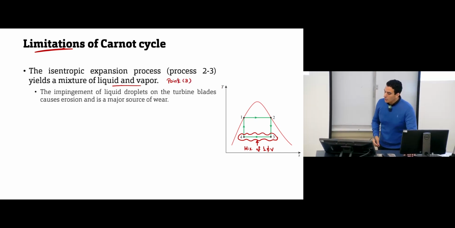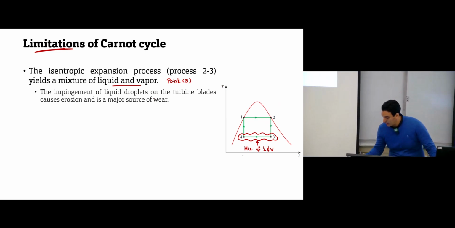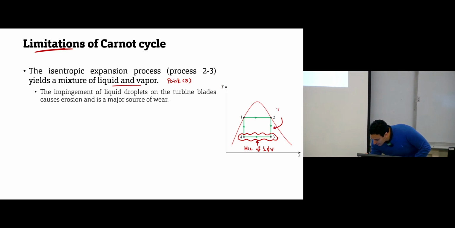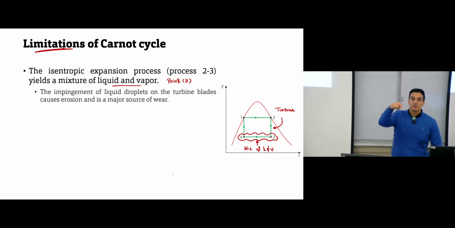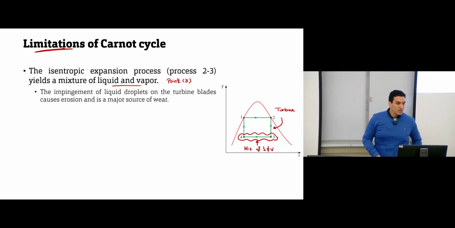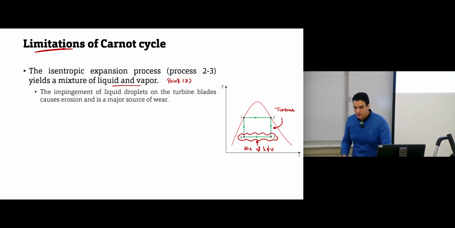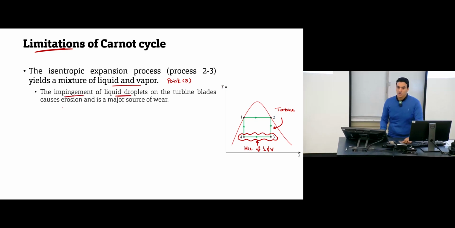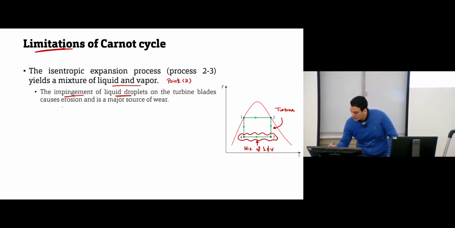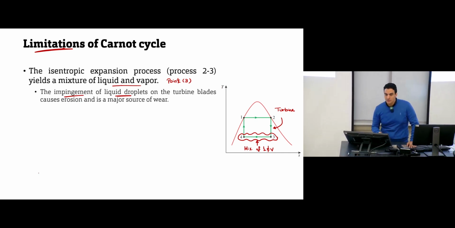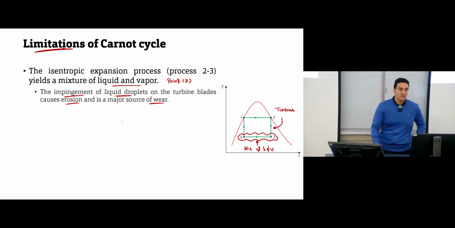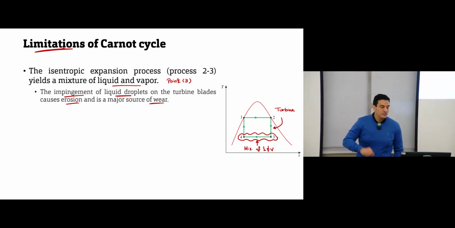At the same time, what is happening? Step 2 to 3 happens inside the turbine. This turbine has some plates, and contains impellers. If you have a mixture of liquid and vapor, the liquid droplets will cause impingement or collisions with the turbine plates, and it can destroy them. Erosion and wear will happen, and it can totally destroy the plates of the turbine. So this is the first problem we have.